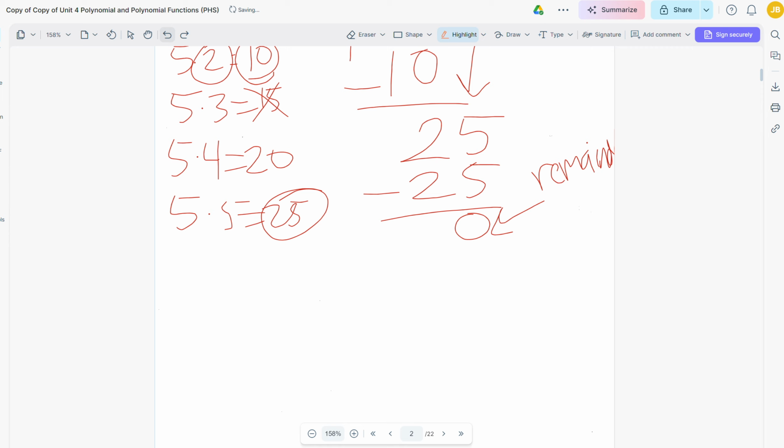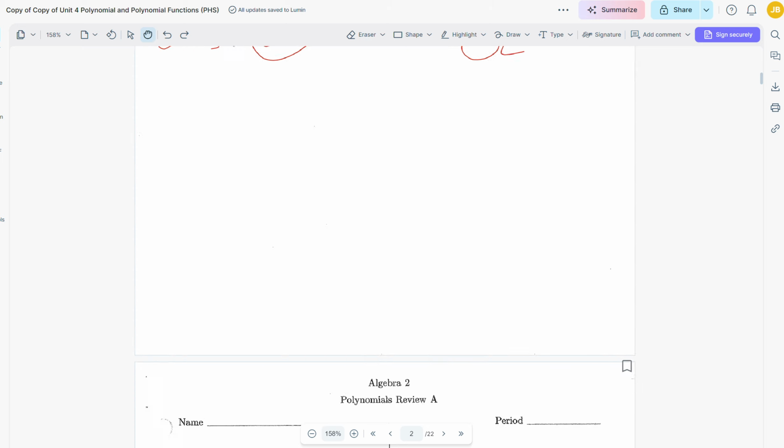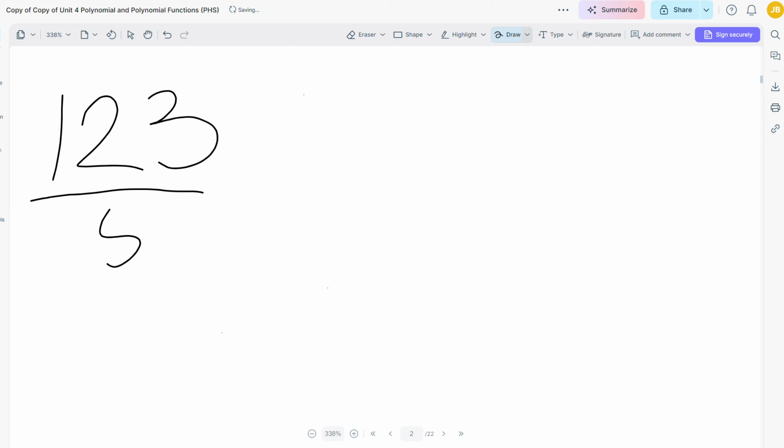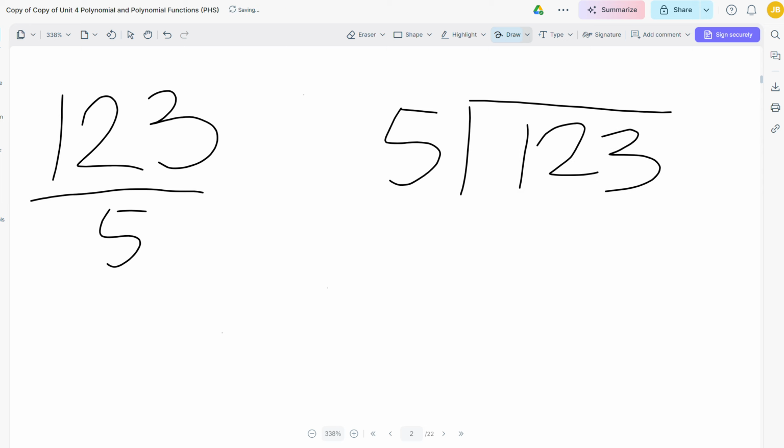Okay, so I'm going to go ahead and show you now an example where we don't get a nice remainder of 0. And just to speed this up a little bit, here we go. I'm going to use the same number 5, but now let's do 123. So we're going to do 123 divided by 5. Let's use long division. 123. Here we go.